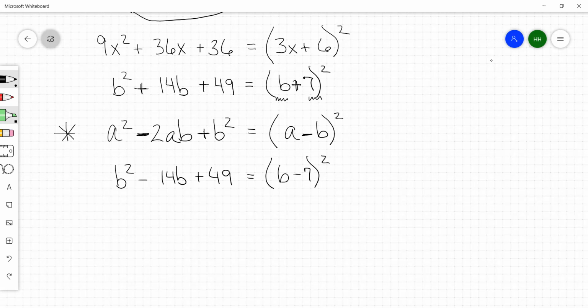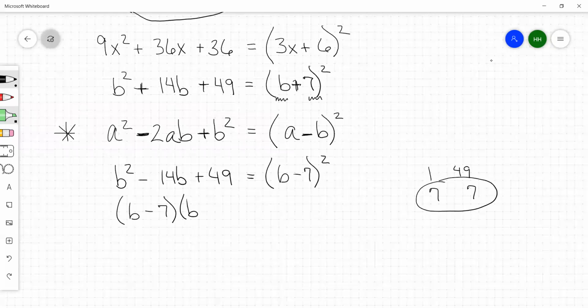So if you were factoring this the way you did on Monday, you'd do 1 and 49. There aren't many things that go into 49 evenly. You've got 7 and 7. Here are your only two factors that add up to 14 and multiply to 49. But it's got to be a negative 14. So you would do b minus 7 times b minus 7. Negative 7 times negative 7 is positive 49. Negative 7 plus negative 7 is negative 14. And b minus 7 times b minus 7 is the same thing as b minus 7 squared.